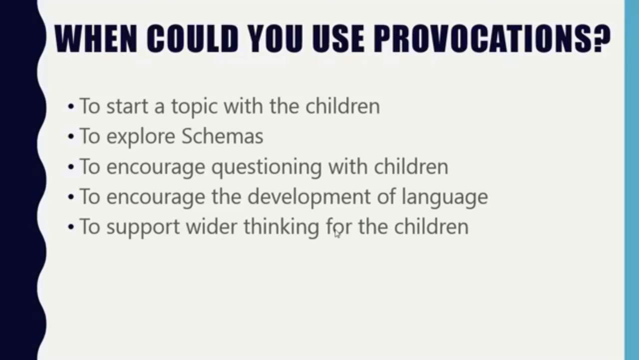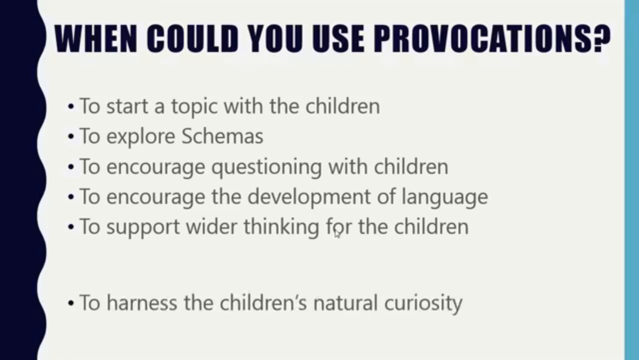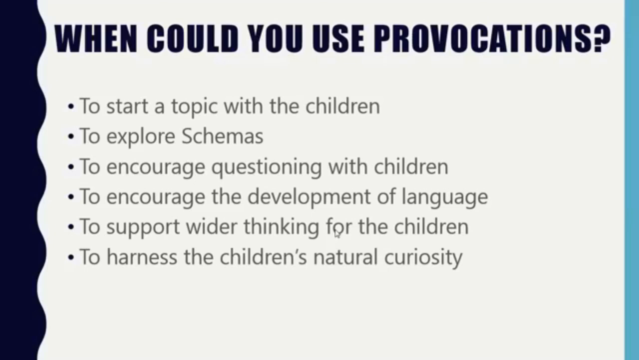To support wider thinking for the children. Okay, brilliant. Again, going back to our box, it could be that it's a space rocket. But where do space rockets take off to? Where do they go? Oh, what are the names of the planets? You can broaden that, and it's up to us to go, all right, what could we do? But listening carefully to what the children are saying. To harness the children's natural curiosity.